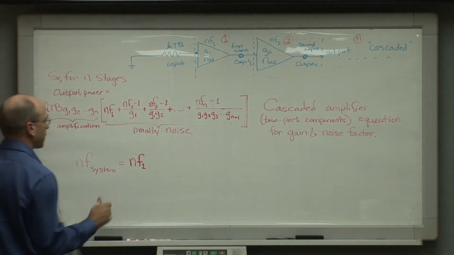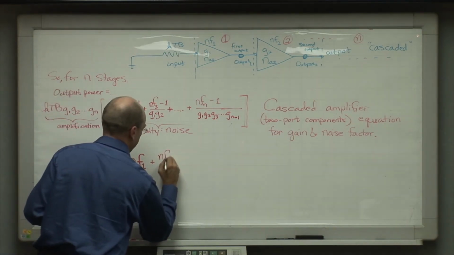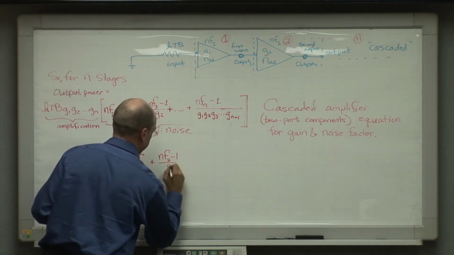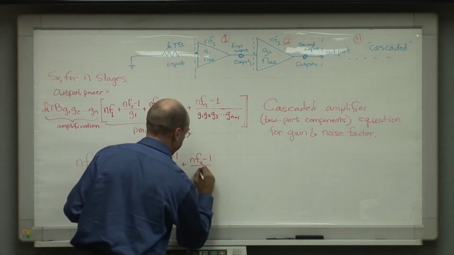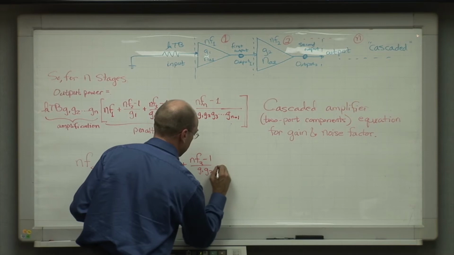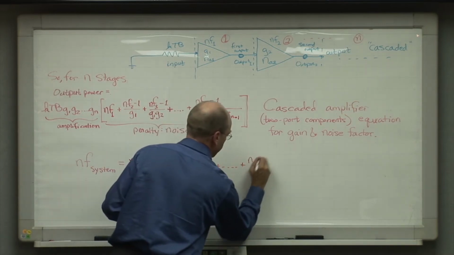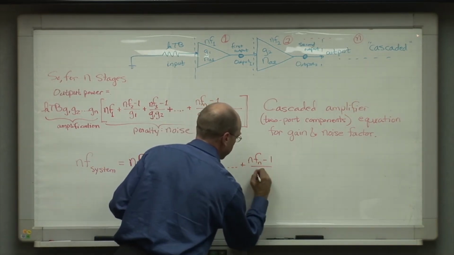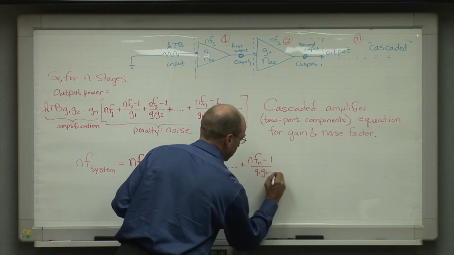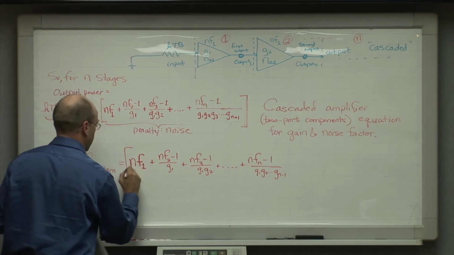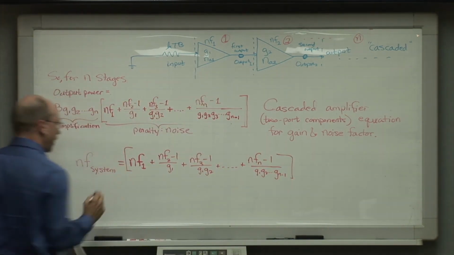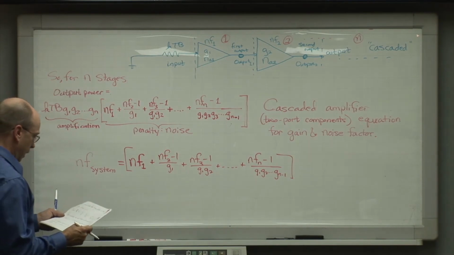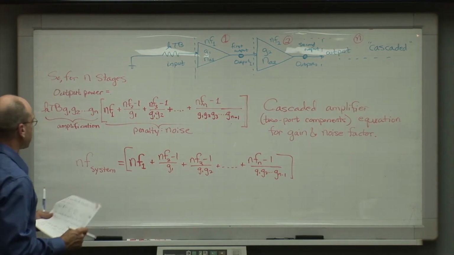Noise factor of the first component plus noise factor of the second component minus 1 over G1 plus noise factor of the third component minus 1 over G1, G2 plus noise factor of the nth component minus 1 over G1, G2 up to G sub n minus 1. Okay, so now we have an equation that tells us what the noise factor for this whole overall system is going to turn out to be.